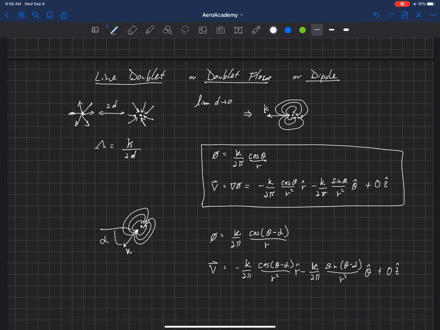So this is a potential flow element that is commonly used as we're developing potential flow, or estimating the potential flow around these 2D objects that we'll be studying. And again, they can be called a line doublet or doublet flow or a dipole. But yeah, this is the development of that. It's actually the summation of a source and a sink, a positive source and a negative source, as they come infinitely close together.